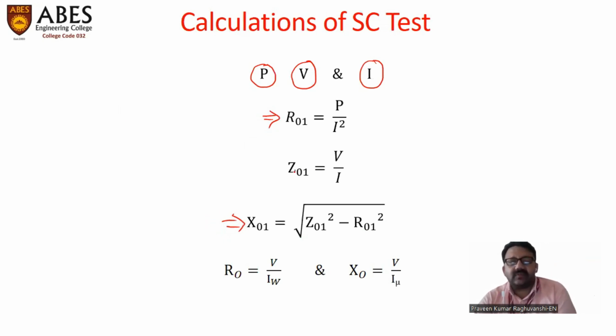And the calculations are pretty simple. By wattmeter reading divided by the square of the ammeter reading, we will get R01, which is the equivalent winding resistance referred to the side at which this short circuit test is conducted. And by using these two parameters, we can also calculate the voltage regulation of the transformer.